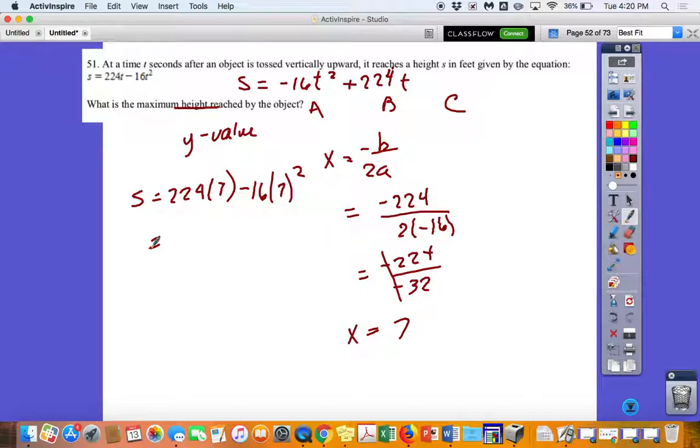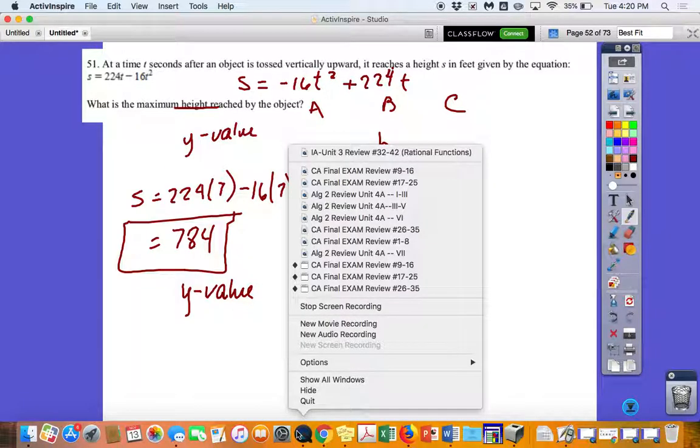I need to wind this up. So 224 times 7 is, oh Lord, that's a big number. So I'm just going to keep typing. Minus 16 times 7 squared. I got 784. That's my max height because that's the y value. Okay, y value is height. Remember, your x value is time. So we'll pick it up from there in the next video.